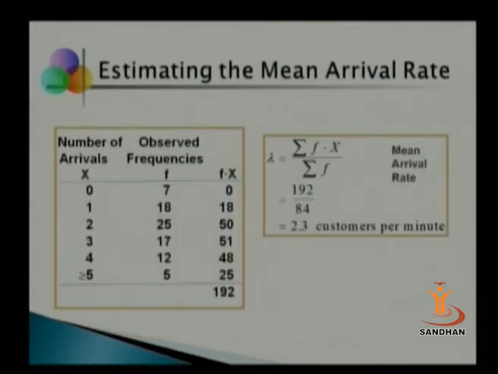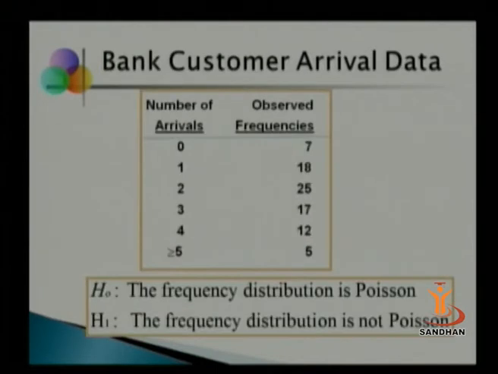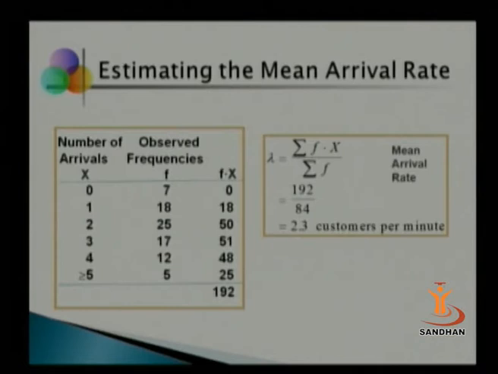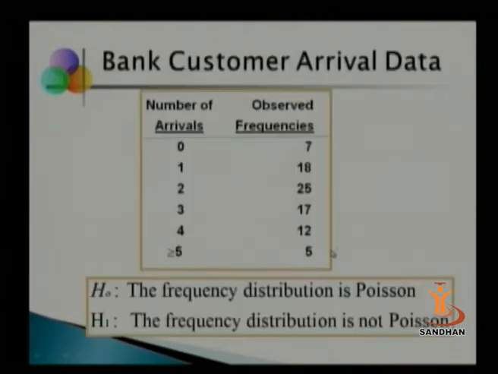Now again here we calculate the mean, because we want to test the hypothesis about the Poisson distribution, and Poisson distribution involves one parameter, that is lambda. So lambda can be estimated by the sample mean. Now we have the observed data. From this observed data, these are the values of x, these are the values of frequencies, and from this one can calculate f into x. Their total is 192.